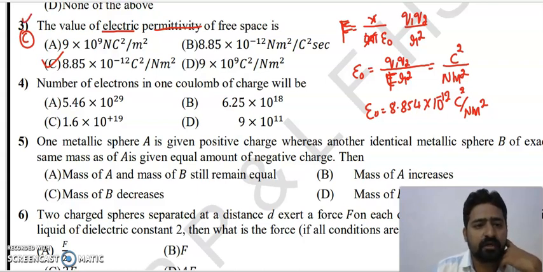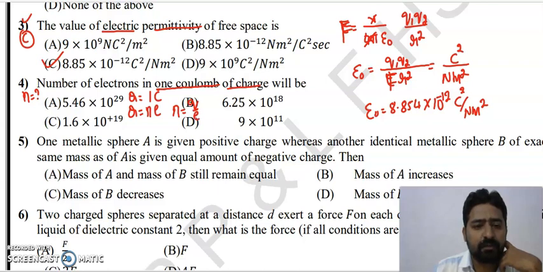Let's move to the fourth question. Number of electrons in 1 coulomb of charge. Here the charge is given as 1 coulomb, and you have to find the number of electrons. So the number of electrons N is equal to question mark. The formula is Q is equal to N into E. So N is equal to Q divided by E.